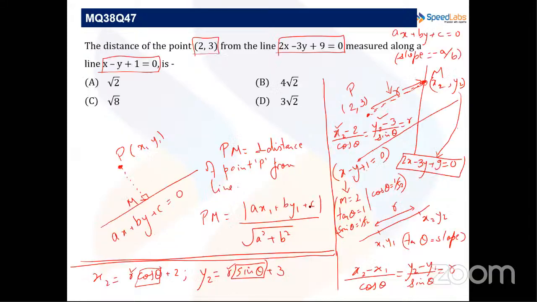So our required answer is 4 root 2 P. What we have done in this question is, first of all, we have to write it in the form of this parametric form, and you can solve it. You can also do one more thing.